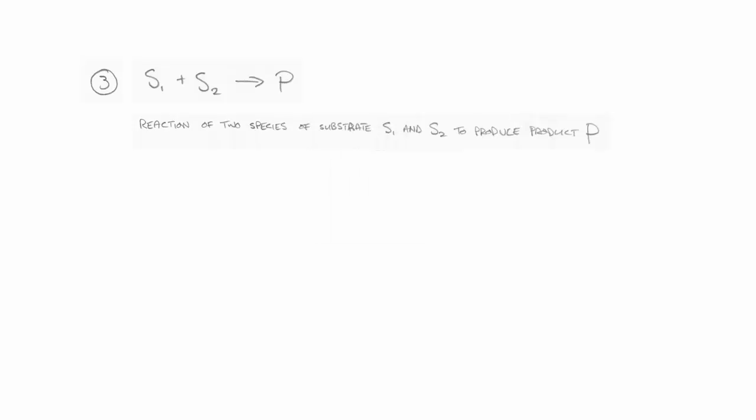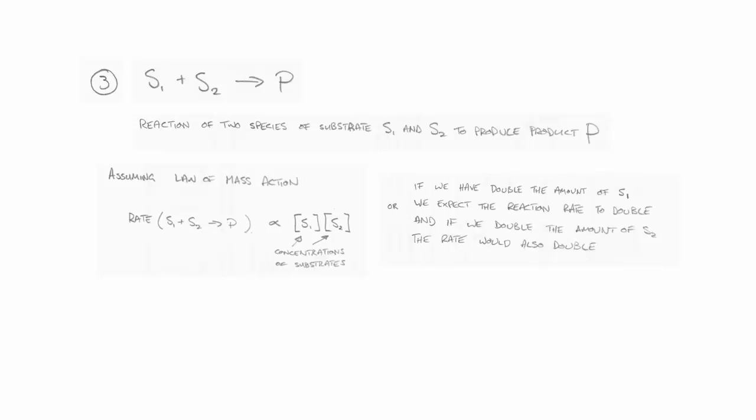The next process is where we have a reaction between two different substrates to form a product. So now the law of mass action tells us that the rate will be proportional to the concentration of substrate 1 times the concentration of substrate 2. So doubling the concentration of either substrate will double the reaction rate. If we doubled both of them at the same time, that would quadruple the reaction rate. And so in the same way we have this differential equation to define the rate of this reaction.